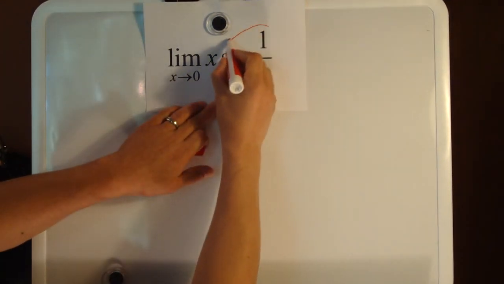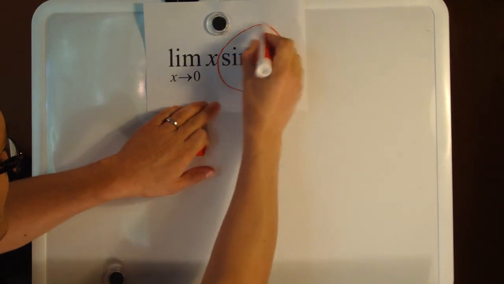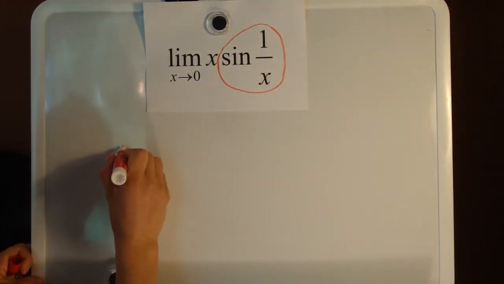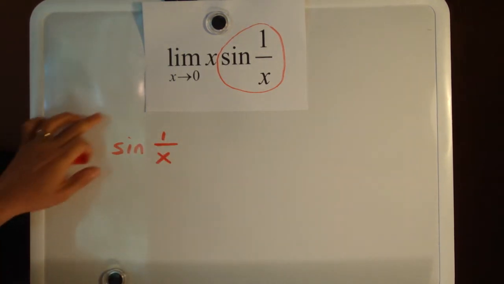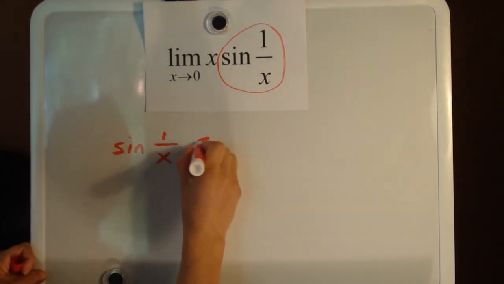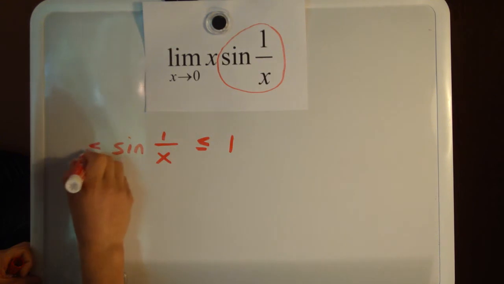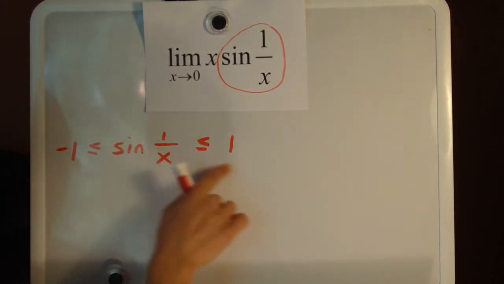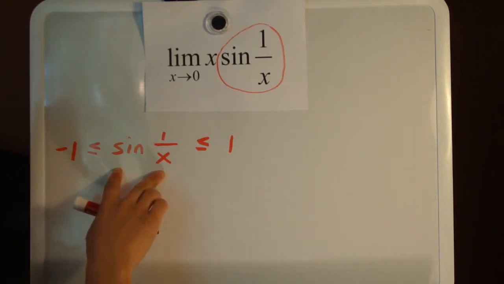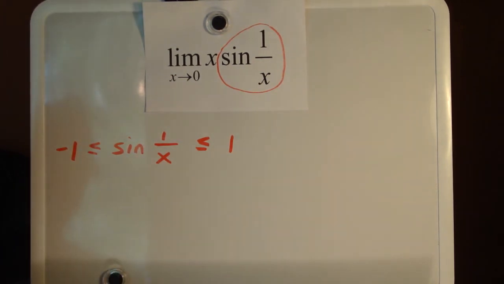If you look at the trig part of the problem, the sine of anything, so we're going to write this down here, the sine of 1 over x, it doesn't matter what the output is here, this function is nicely bounded. We know that the range of the sine is between -1 and 1, so regardless of what this is, it has to be trapped between these two numbers.